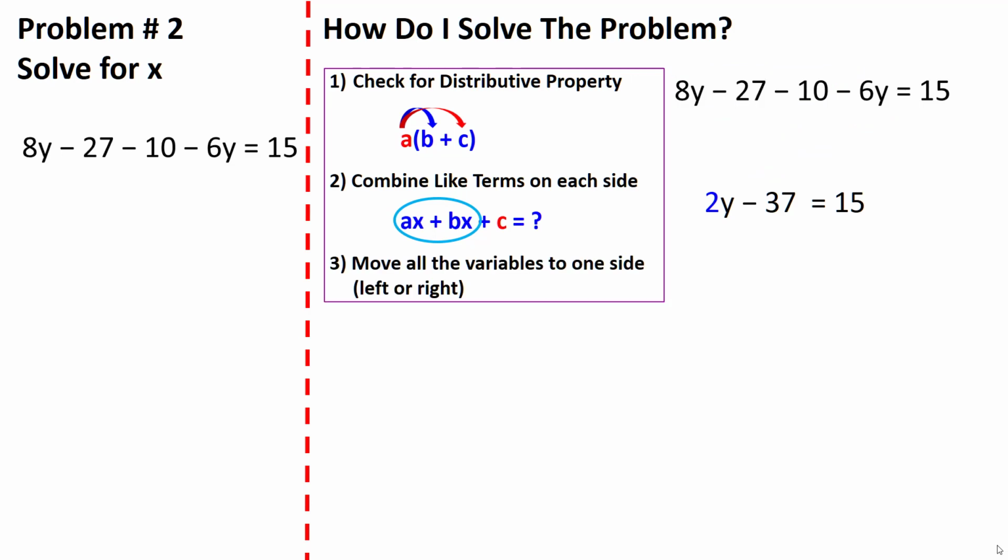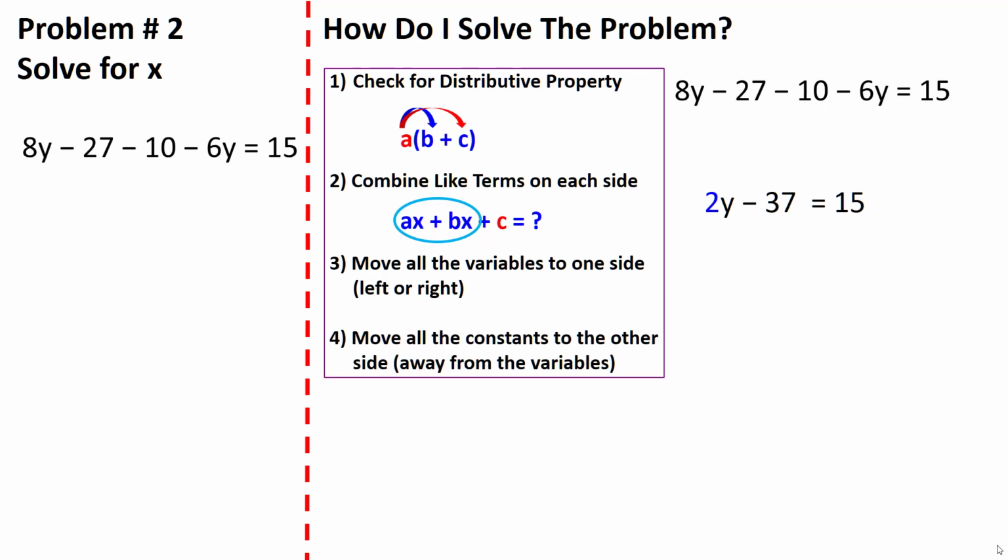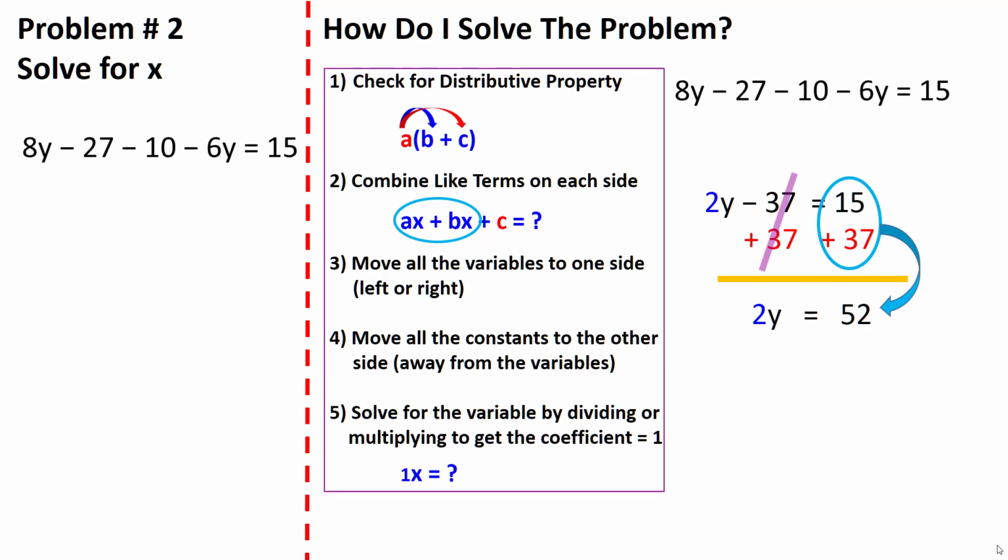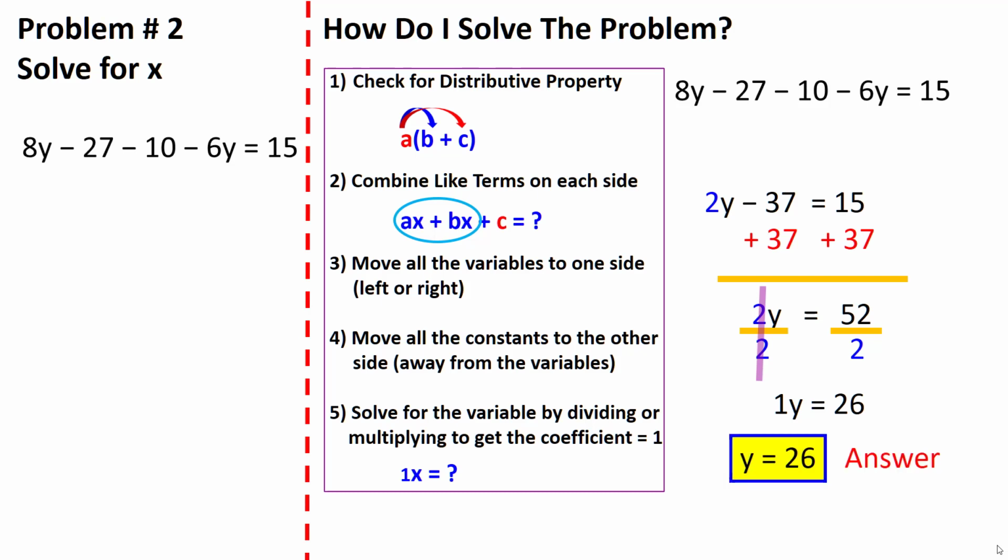Step 3. Move all variable to one side. I see y is already on one side. I go to step 4. Move the constant to the other side. The constant is negative 37. I will add 37 to both sides. Then I simplify. I get 2y equals 52. Step 5. Solve for y. I have 2y. I need to make it 1y. I will divide it by 2 to the left and to the right. The answer is 1y equals 26 or y equals 26.